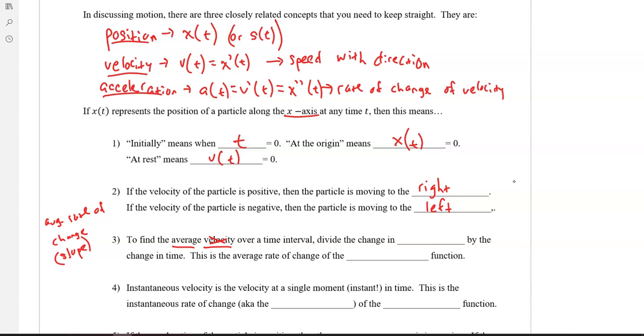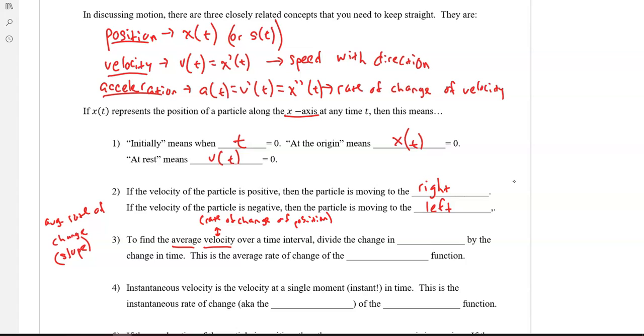The position. So instead of saying velocity, I could say average rate of change of position, right? Those are synonymous. They are exactly the same concept. Velocity is the rate of change of the position. So when I see average velocity, I could also say average rate of change of position, which we know how to find an average rate of change.